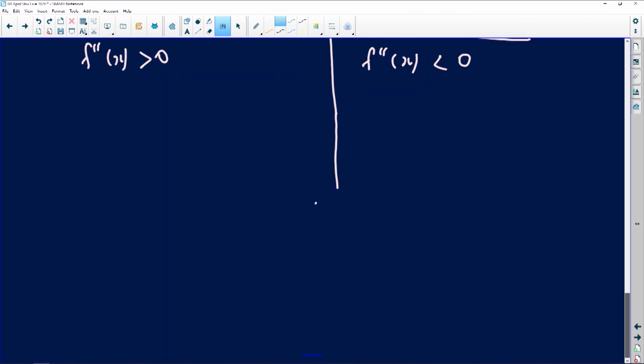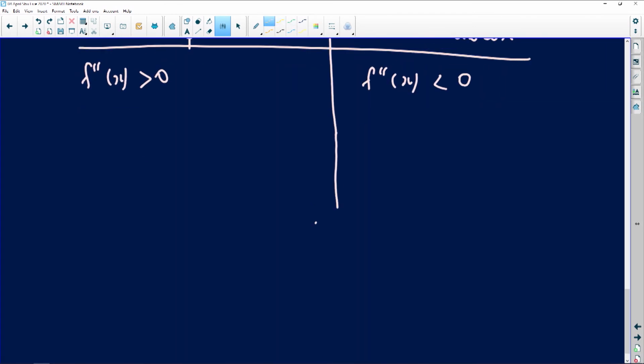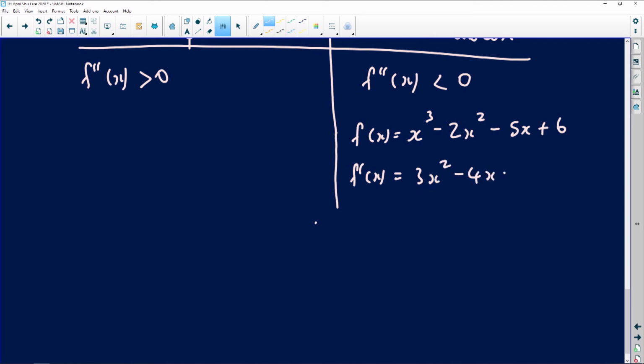Our cubic was given to us as f(x) = x³ − 2x² − 5x + 6, if I'm not mistaken. Then you find the first derivative of this, which is 3x² − 4x − 5. But we don't stop there. We then find the second derivative, which we should get as 6x − 4. Now that's the second derivative.